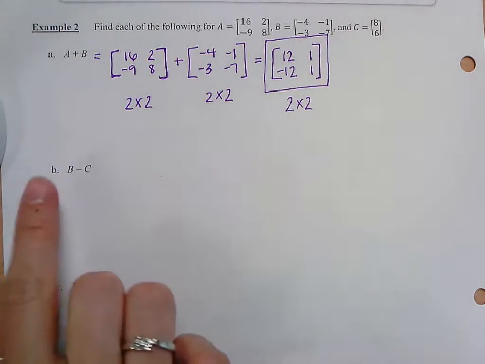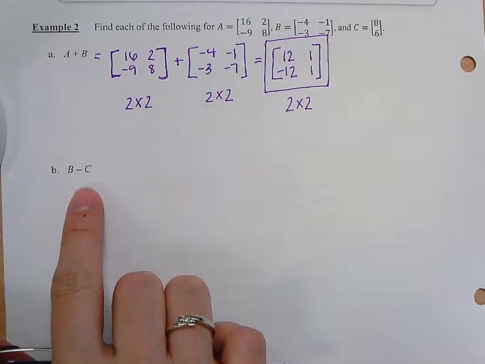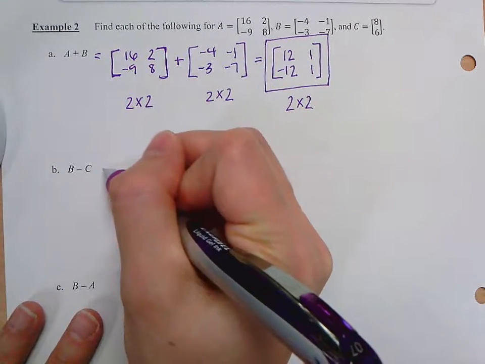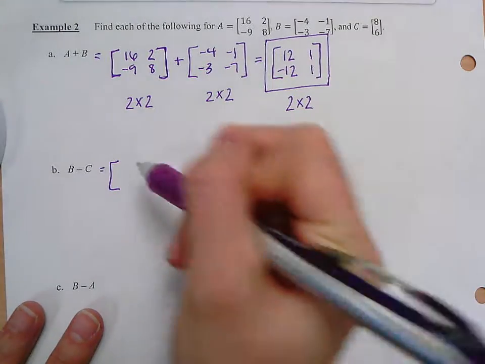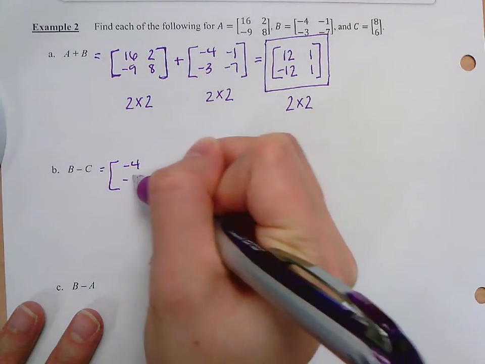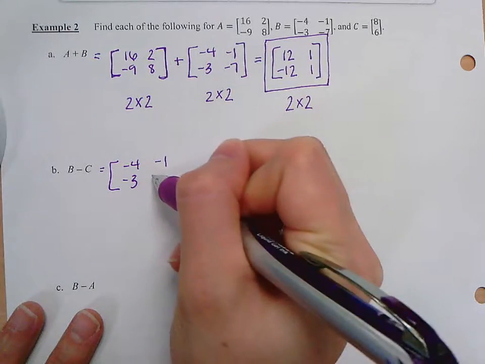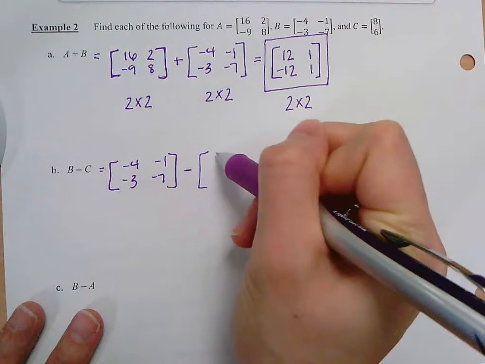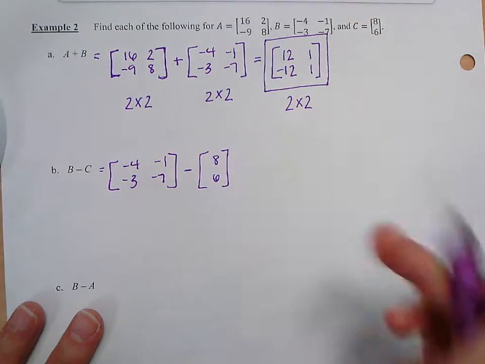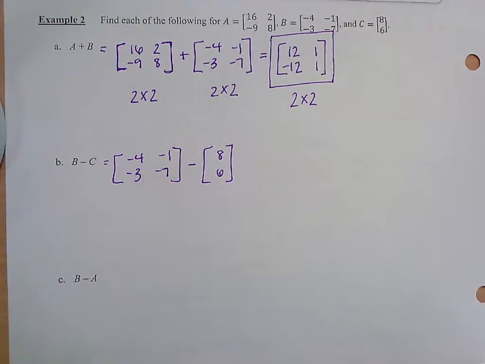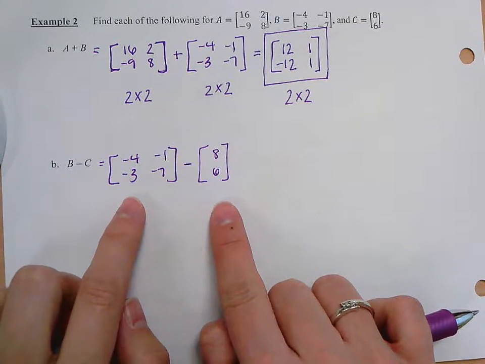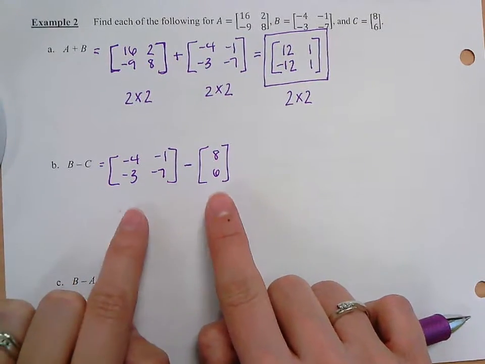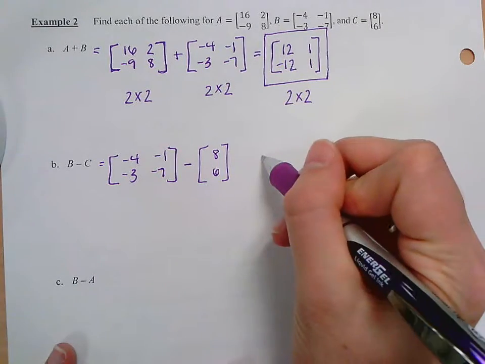All right. Part B says to subtract B minus C. So again, I'm just going to write that here. I know they're given at the top and you may not need to. And then C looks like this. So visually looking at these, you can see they're not the same size. So this is not possible to subtract these. So you would just give the answer not possible.